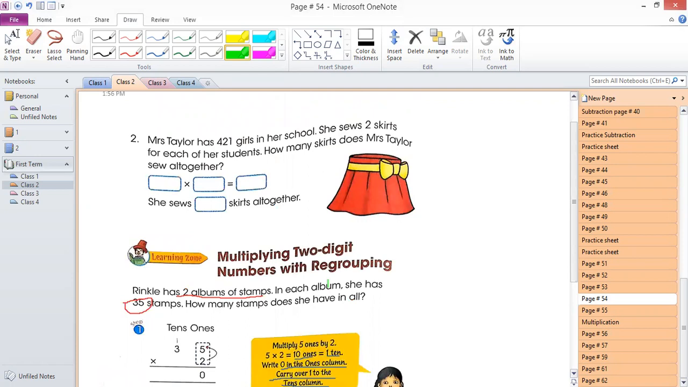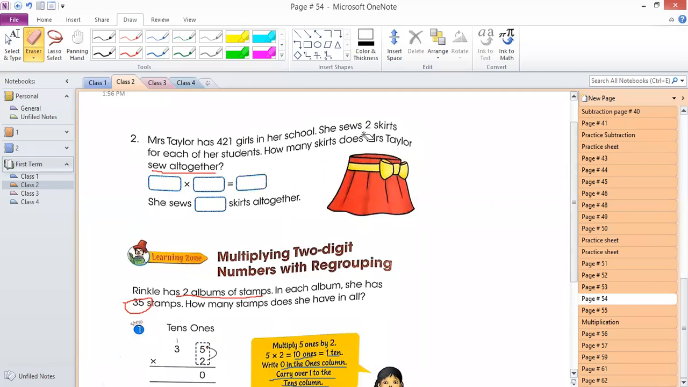On page number 54, there's question number 2. Mrs. Taylor has 421 girls in her school. She sews 2 skirts for each of her students. So how many skirts does Mrs. Taylor sew all together? So guys, what is the question? The question is giving you the information that Mrs. Taylor has total 421 girls in her school. And what she does, she sews skirts. She sews 2 skirts for each of her students, means she sews 2 skirts for one girl. For each girl, for every girl, she sews 2 skirts.